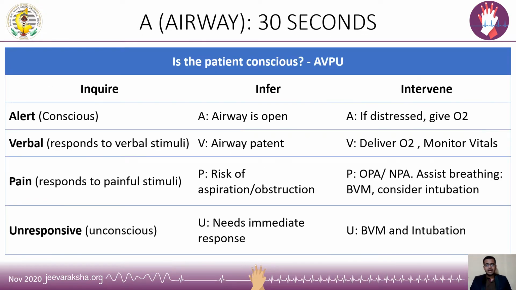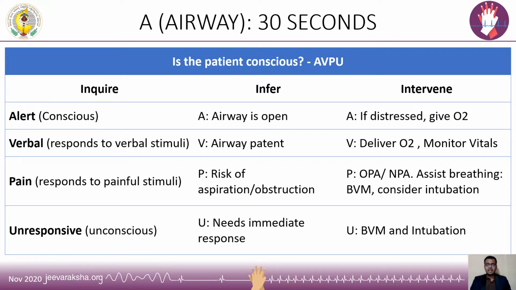So when it comes to assessing the airway in the first 30 seconds, the important thing you can do bedside is something called the AVPU score. What is this AVPU score? It's a worldwide recognized scoring system which not only recognizes defects with respect to the central nervous system, it also helps in your airway assessment. So how does it help you in the airway assessment? A stands for alert, V is verbal, P is pain, and U is unresponsiveness.